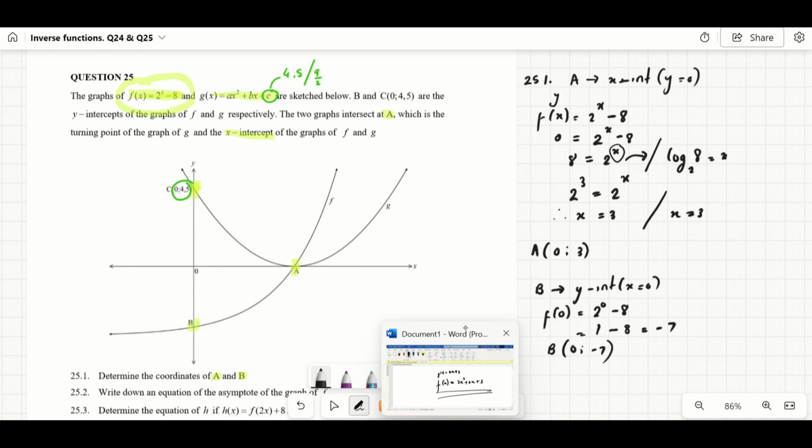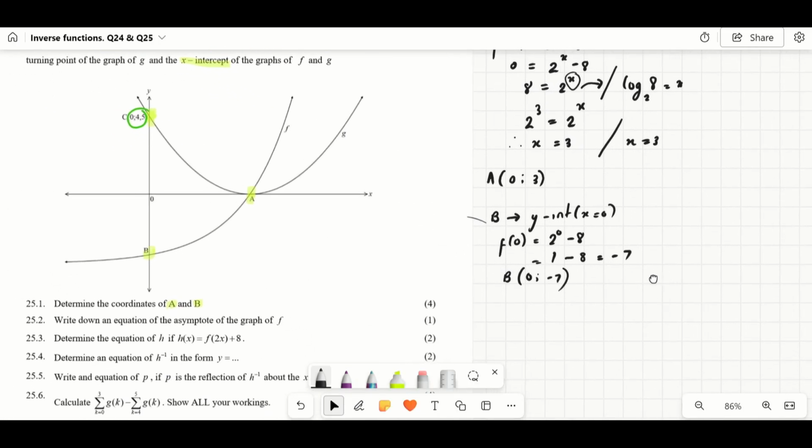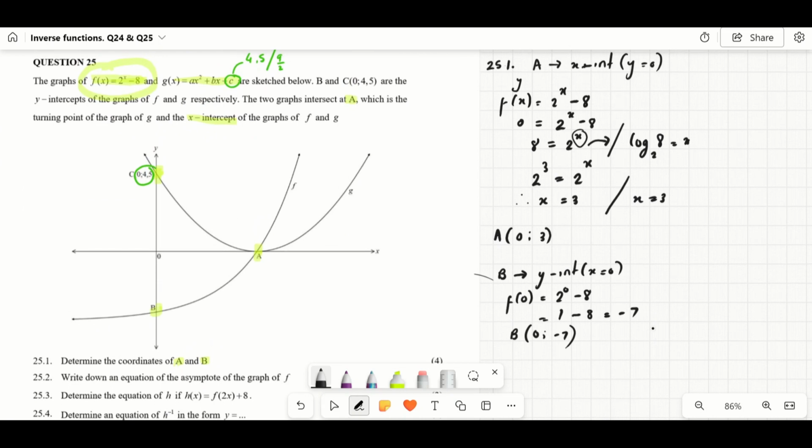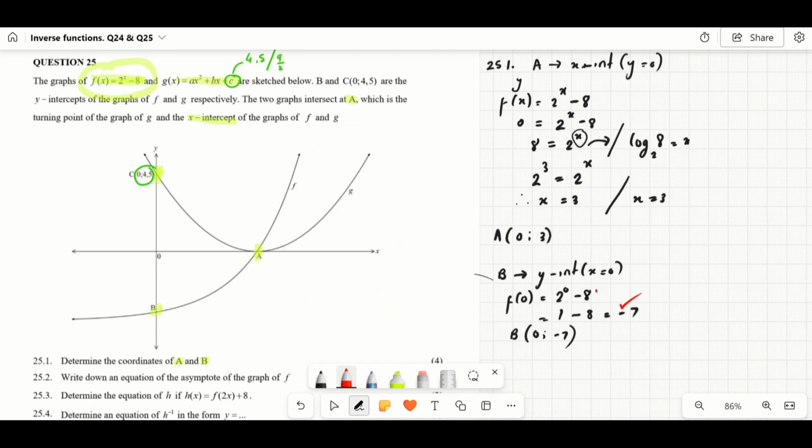Okay, we've answered that question. Let me mark myself. The question is out of 4 marks, and I got all 4 marks. We've got the negative 7, the rule, and the x value, so we've got the coordinates.